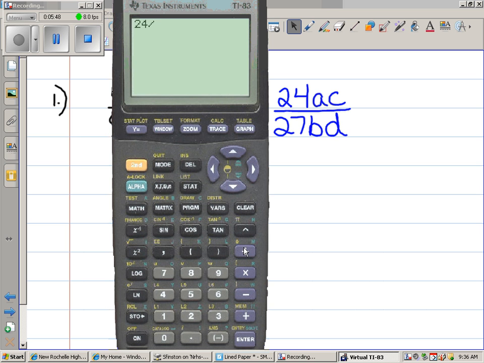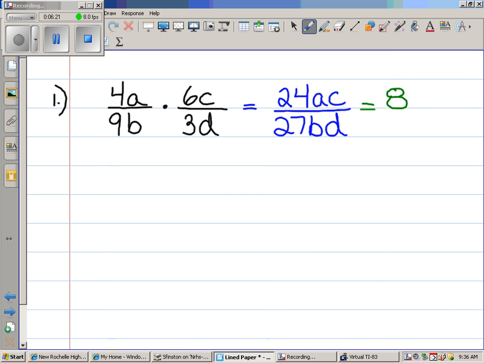Watch. 24 divided by 27. Enter. Math. Convert to a fraction, and your calculator will reduce the fractions for you always. It's foolproof. You will never mess that up. So 24 divided by 27, enter, math, convert to a fraction, so that the answer is, of course, 8ac over 9bd.